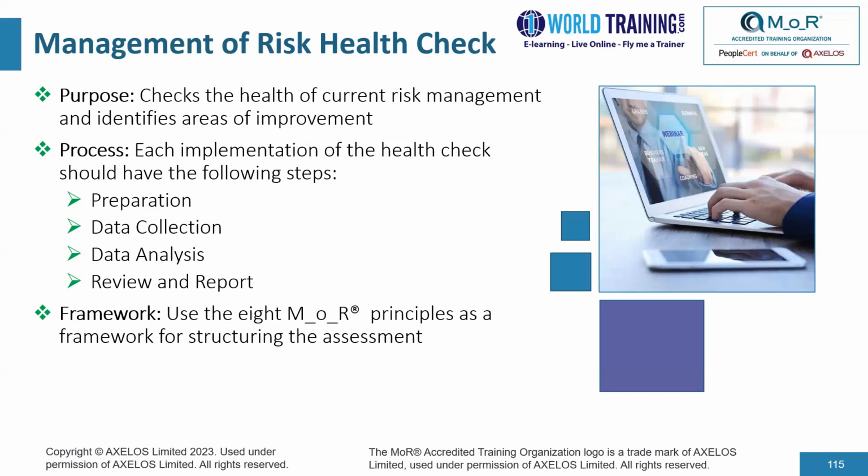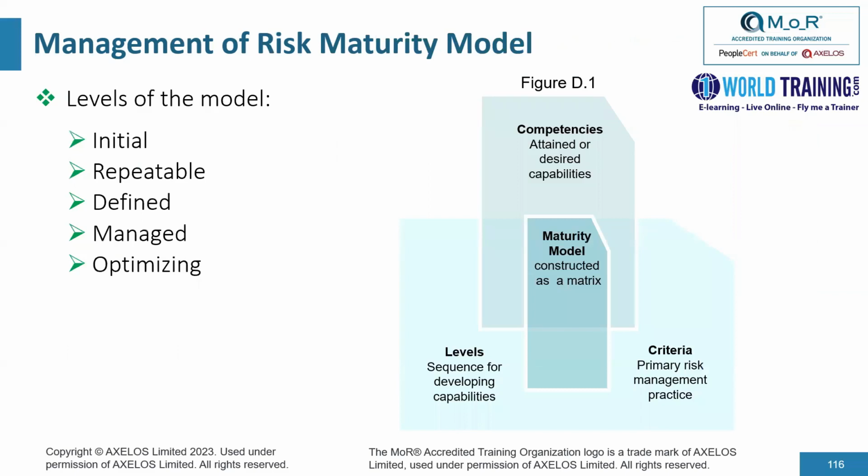Step number 2, we go ahead and gather the data. And step number 3, we analyze the data. It's good to have an independent assessor analyzing the data. And then the assessor would give a review report, maybe with a RAG classification, red, amber, and green, and the overall health check could be useful for a project or a program.